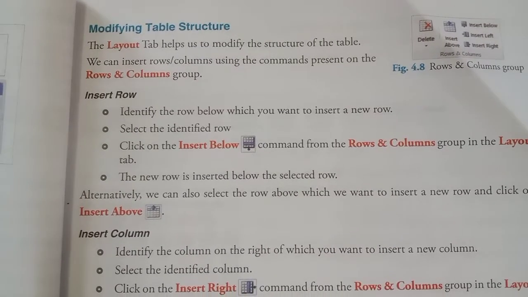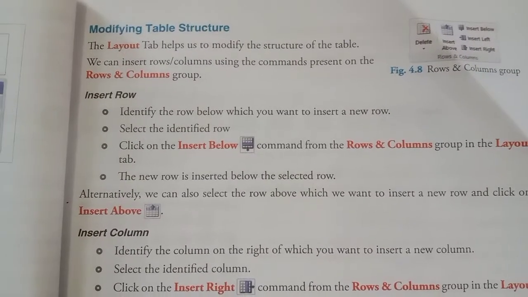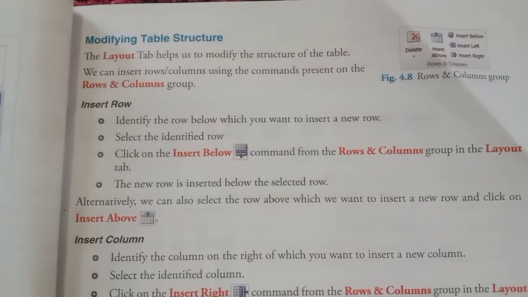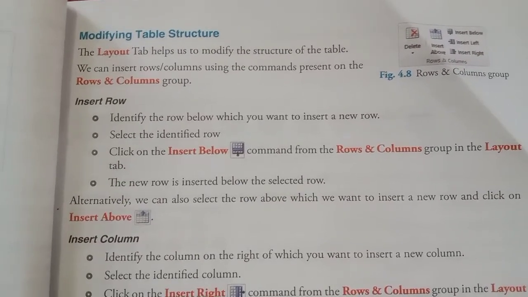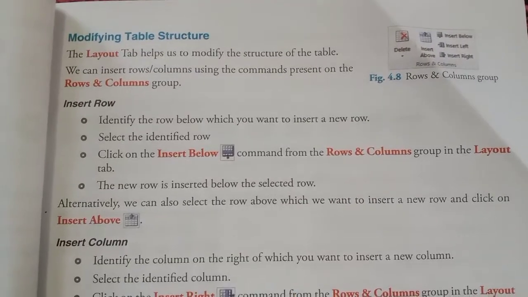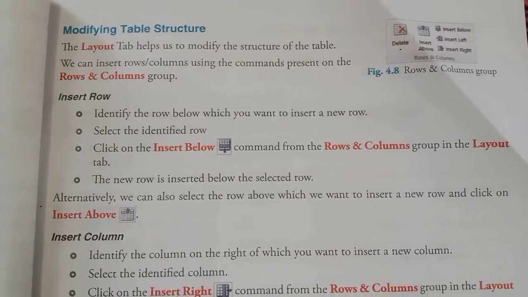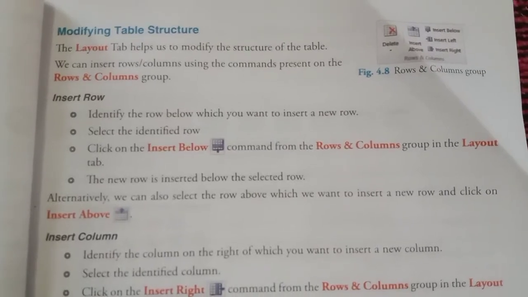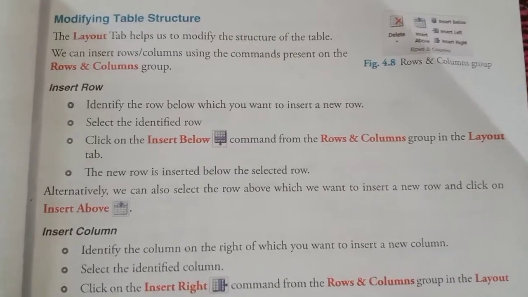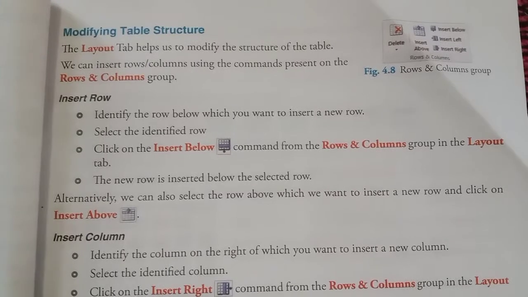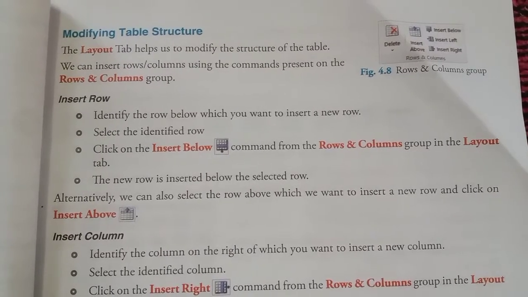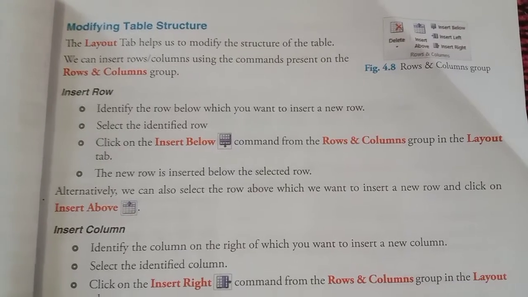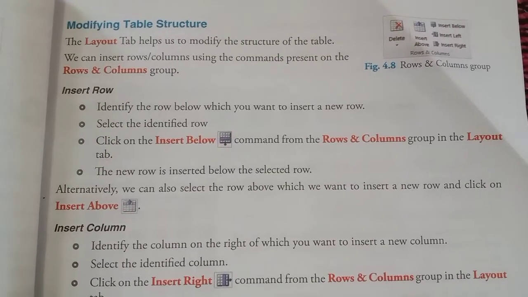So why is it so? Because they modified it. They give you gears, and a type of fiber cycle which is very light in weight. So this means they modify things. In the same manner, we are going to modify the table structure. How to modify a table structure? The Layout tab helps us modify the structure of a table.